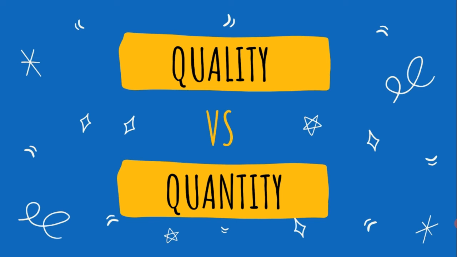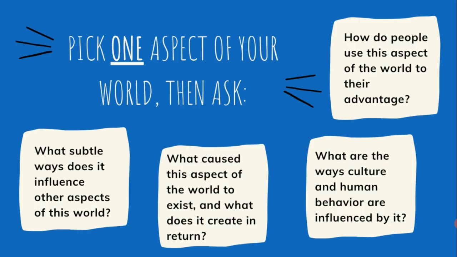This week's writing exercise is similar to the one I mentioned earlier in the video. I want you to pick one aspect of a world you're building, or one from a series that you like, and then extrapolate it to all the subtle ways it influences things. What caused this world building detail to exist? And what does it cause? What ways are culture and behavior influenced by it? How do people use this detail to their advantage?